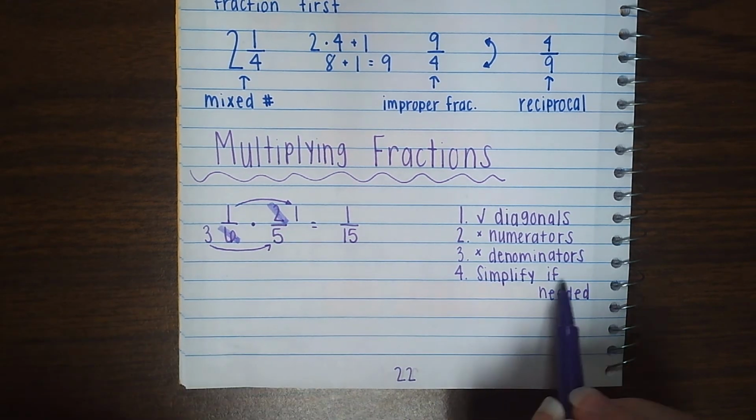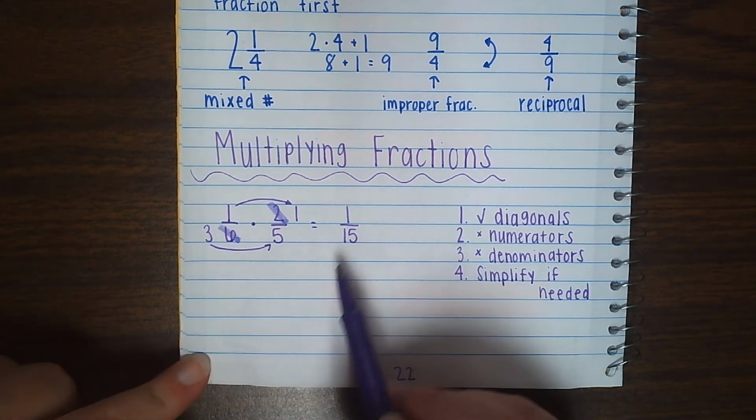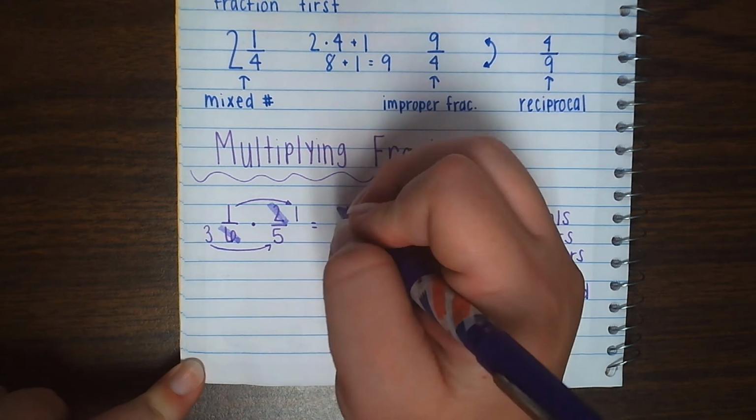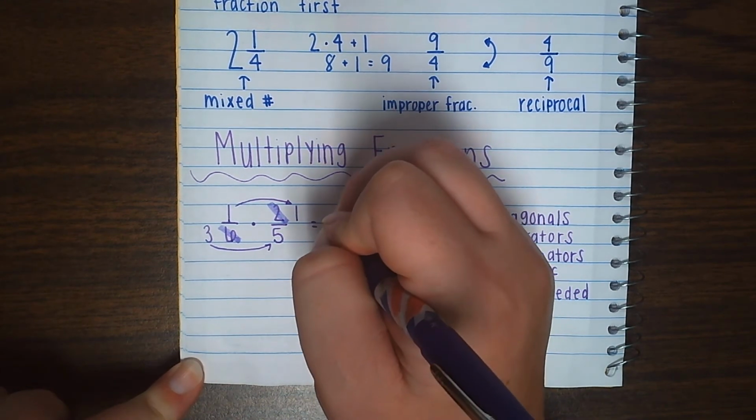Step number 4 is to simplify if needed. I do not need to because 1 and 15 don't have anything in common. So my answer is 1/15.